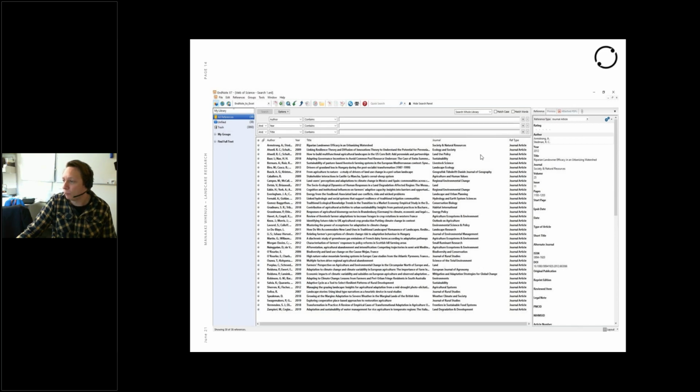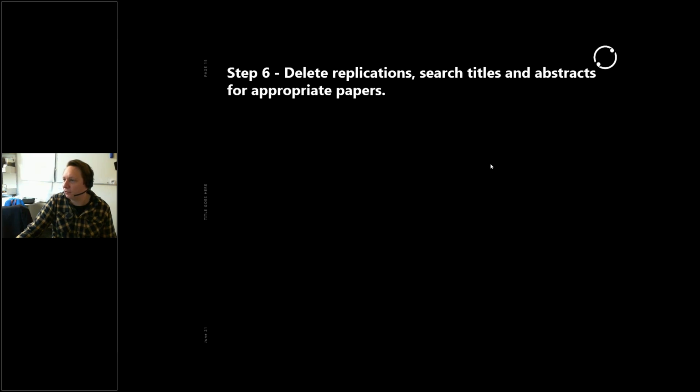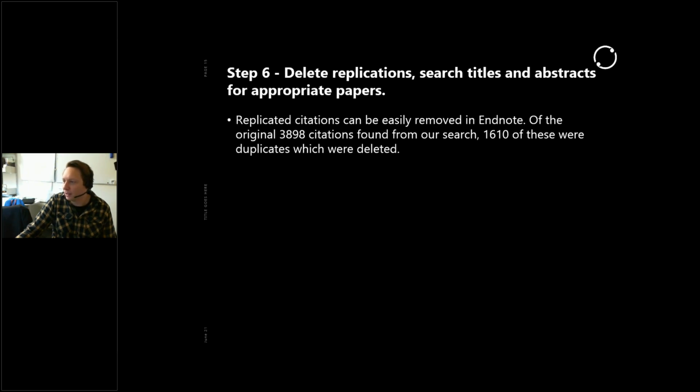We specifically also collected information so that the abstract of everything was there, which meant that we were able to easily read through the abstracts through EndNote and didn't have to do anything else in regards to exporting that material. So the next step is to delete duplicate citations and then search the titles and abstracts for appropriate papers.